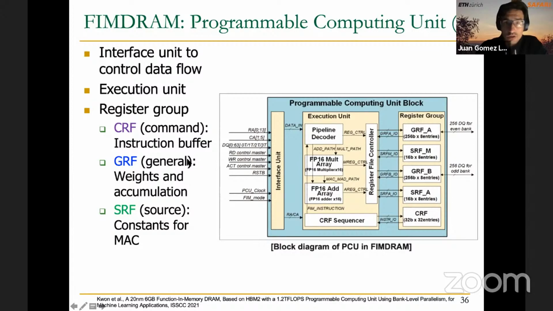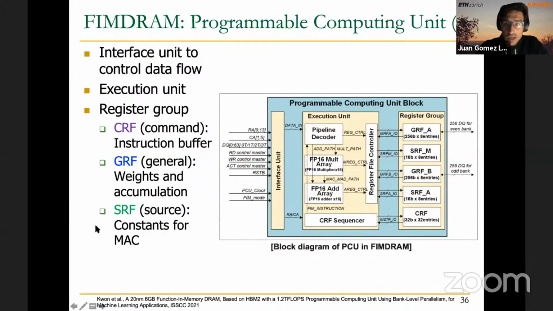or we may need to load new instructions here if we want to execute a different operation, a different computation. Then we have the GRF, the general register file for weights and accumulations. So typically, if we are executing a deep neural network, what we are going to load or store in the GRF, either A or B. You see that there are two different ones coming from the two banks, even and odd. So what we are going to typically store here are the weights of a filter, for example, and also partial results that come from the execution unit, from this pipeline.